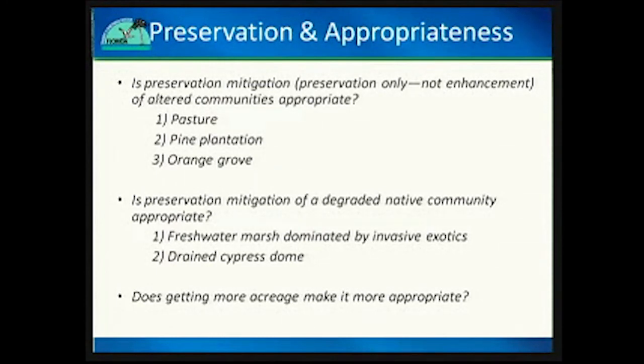And does getting more acreage make it appropriate? Typically no. If you give me a bunch of non-important systems, okay, that's great, but what functions does it offset? You might be able to get one or two, but you aren't going to get the whole suite that you need. So just remember, important ecosystems is what you're looking at there.